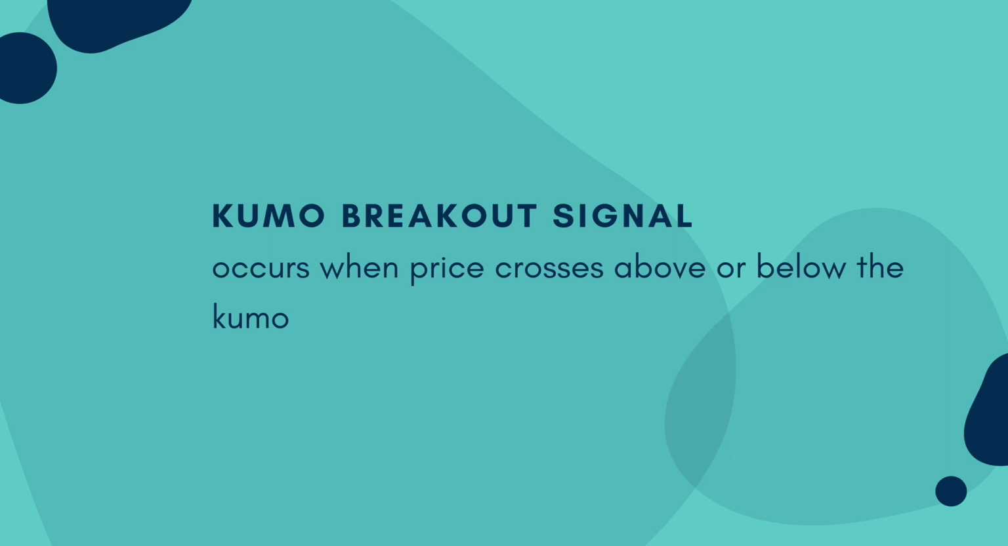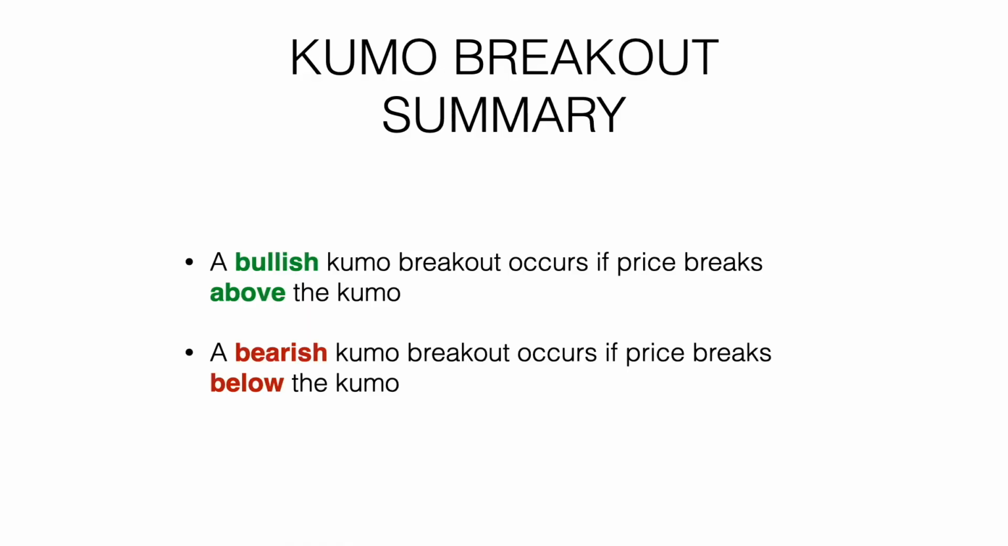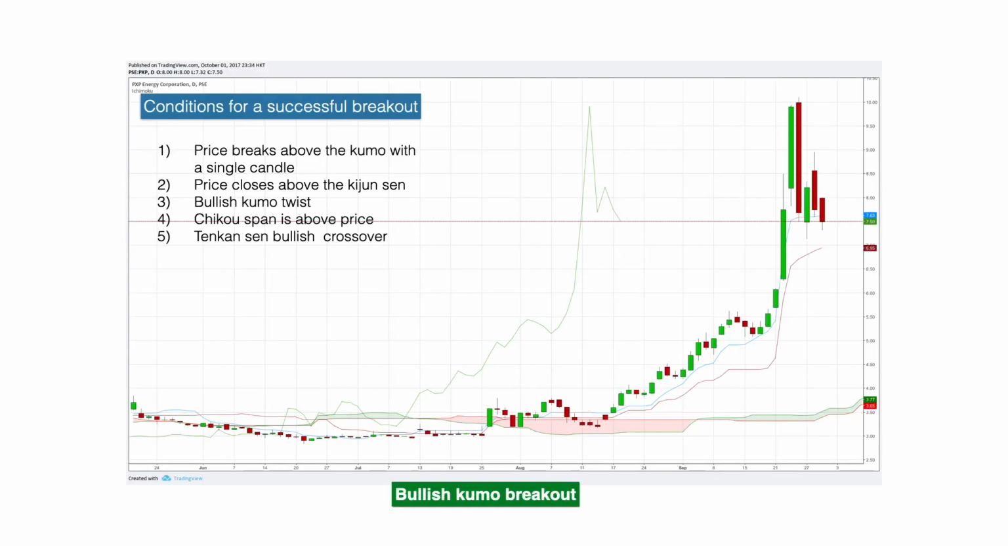Now let's talk about Kumo breakouts. A Kumo breakout happens when price crosses above or below the Kumo. A bullish Kumo breakout occurs if price breaks above the Kumo. A bearish Kumo breakout occurs if price breaks below the Kumo. A bullish Kumo breakout alone is not the only condition for a successful breakout. The other elements of the Ichimoku system must also provide bullish signals.